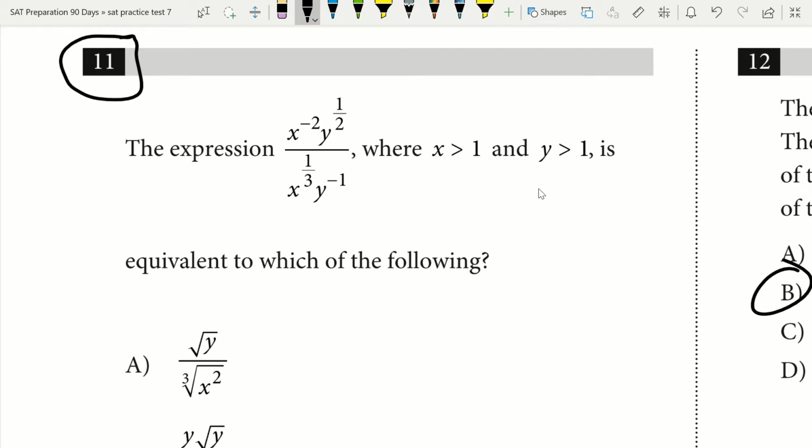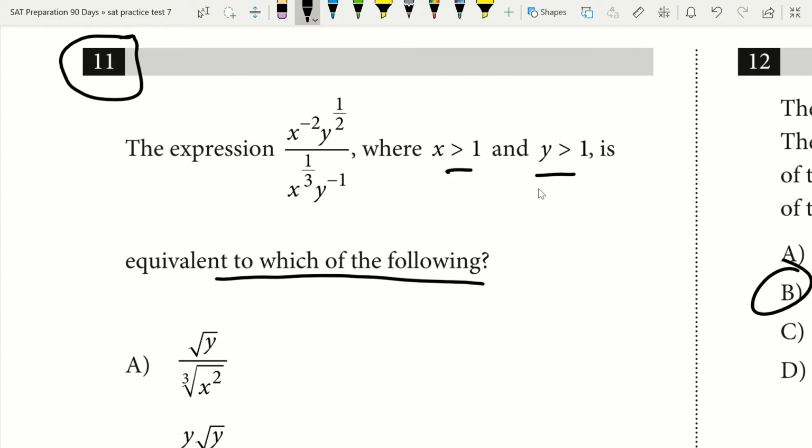I'm going to use this question to illustrate the rule for math in doing this. So I take a look at this equation. I have the expression x to the power of -2 times y to the power of 1/2, all divided by the quantity x to the power of 1/3 times y to the power of -1, where x is greater than 1 and y is greater than 1. It's equivalent to which of the following below.